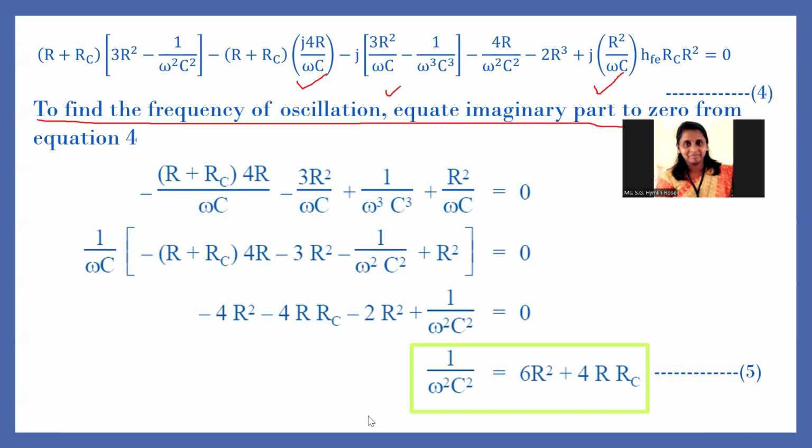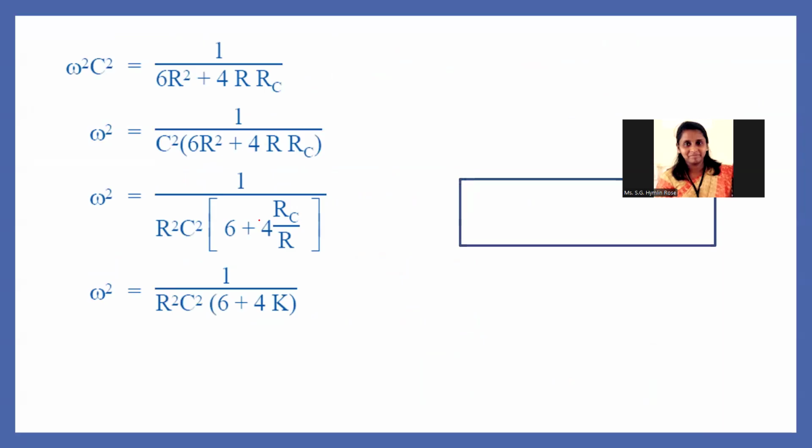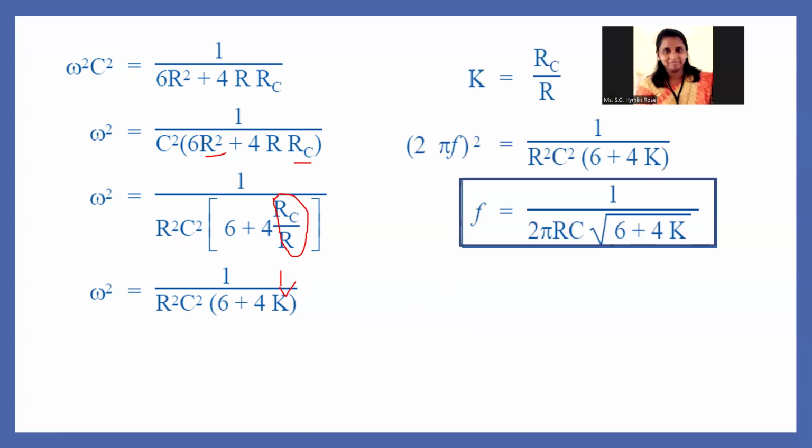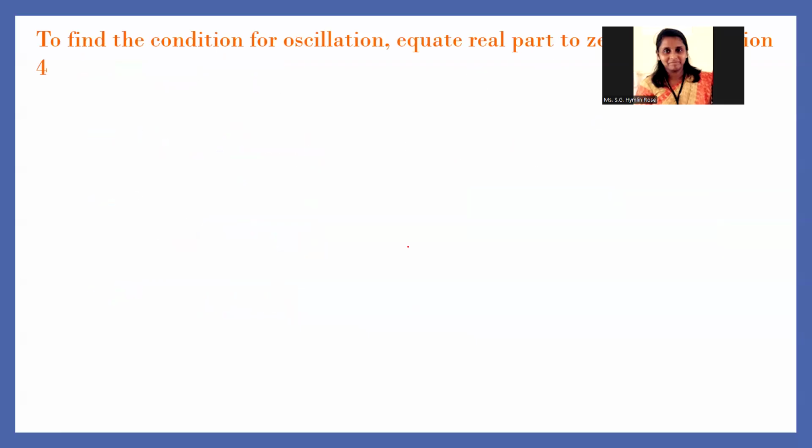So now from this, can you find the frequency of oscillation using this f square? Using this, that is omega square, bring the other terms towards one side. If you take R square outside, here it becomes RC by R. This RC by R is nothing but K. So your frequency of oscillation will be equivalent to 1 by 2 pi RC root of 6 plus 4K. Next is to find your condition for oscillation.